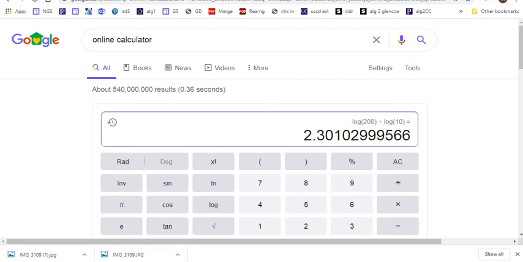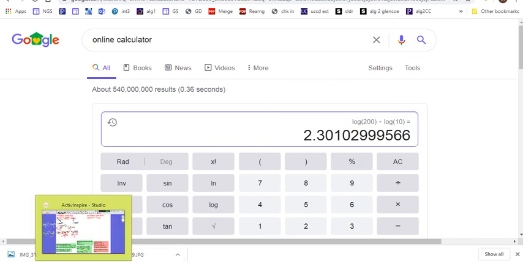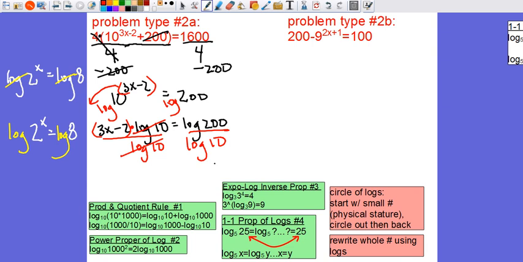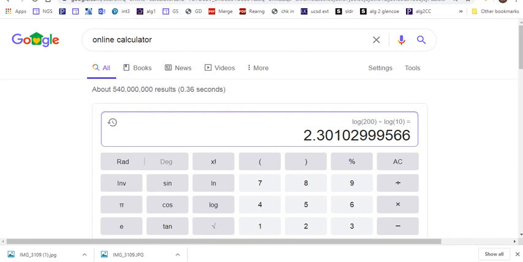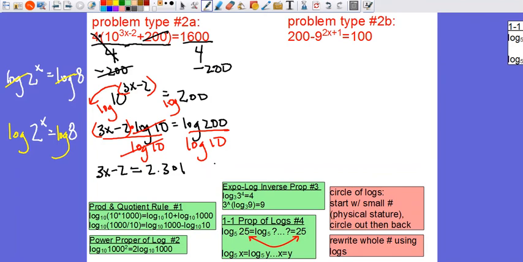2.301. Okay, 2.301. So as of right now, I get 3x minus 2 equals 2.301. Okay, and now what you do is from IM1, let's get x by itself. So we're going to add 2 to both sides.